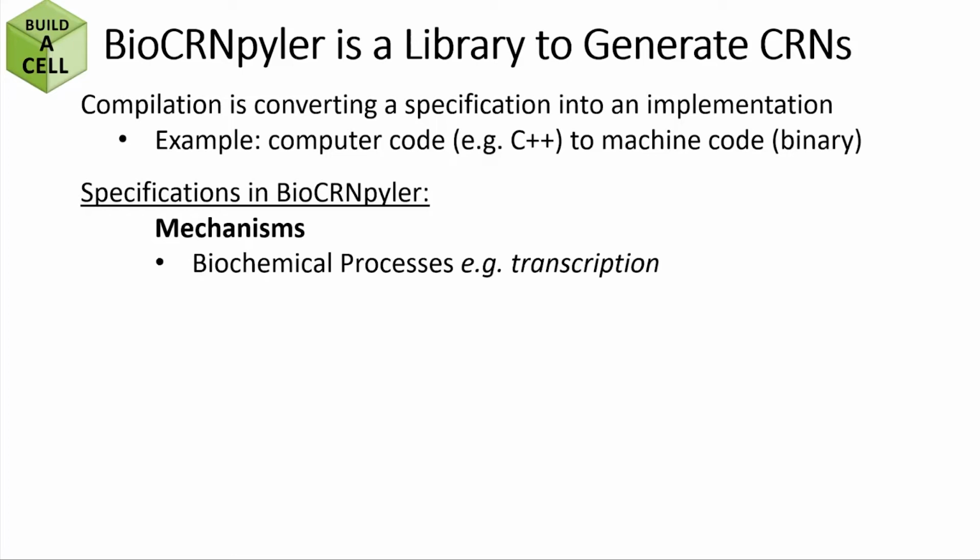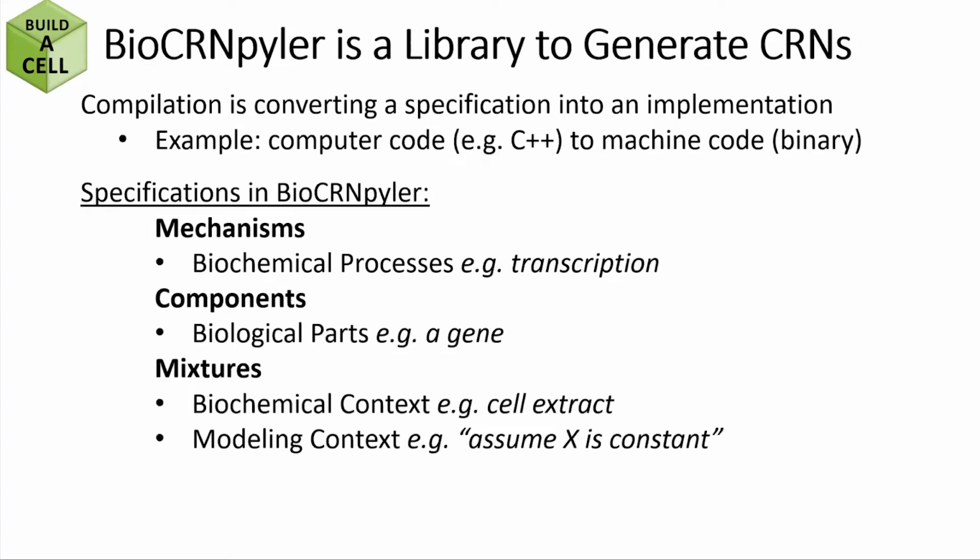Those specifications have 3 parts. You first have mechanisms, which represent biological processes, such as transcription. You then have components, which represent biological parts, like a gene or perhaps a ribosome. We then have mixtures, which represent the context. And context comes in 2 flavors. You have biochemical context, which is saying, what type of system am I working in? Am I working in vivo, in E. coli, in yeast, in cell extract, in a minimal in vitro system, like PURExpress?